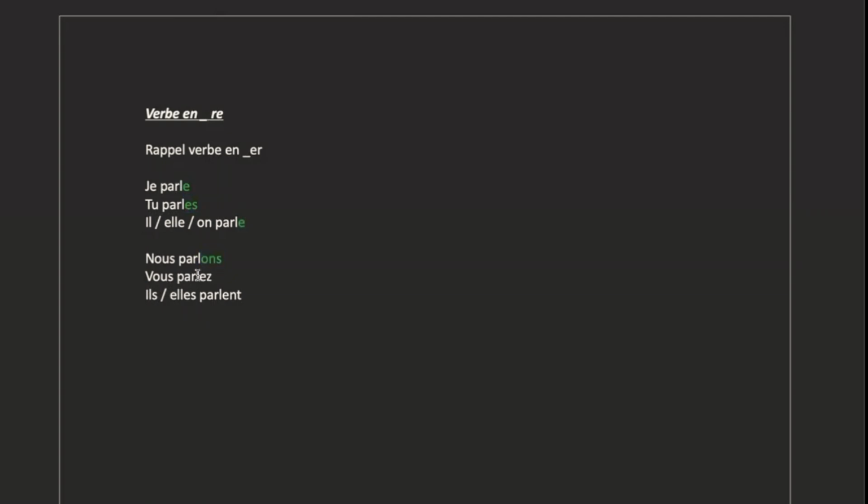On enlève, we remove the ER and we put E, ES, E, ONS, EZ, ENT according to the subject. It has to match, right? Donc, par exemple, ça va être parler, which means speak. D'accord? So look what I do. I remove the ER here. Okay? I put the root, P-A-R-L. I put that everywhere. I can put that in blue so you can see it.